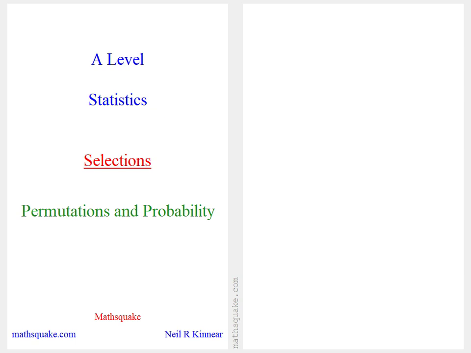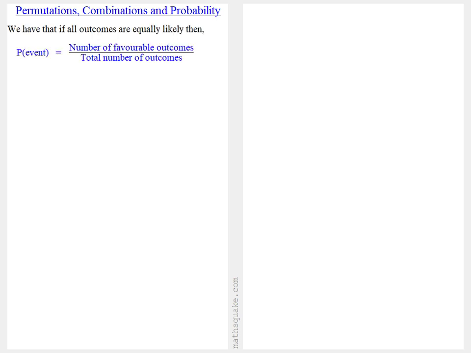A-level statistics, permutations and probability. We can use the work we've been doing on permutations and combinations to solve probability problems. Now we have that if all outcomes are equally likely, then the probability of an event happening is equal to the number of favourable outcomes over the total number of outcomes.